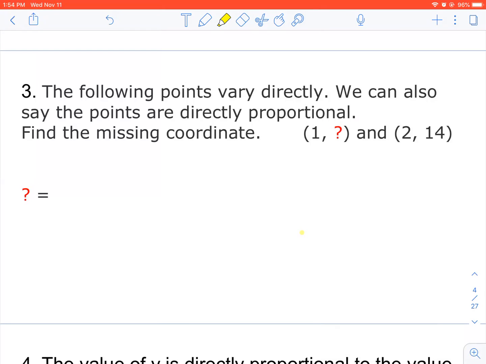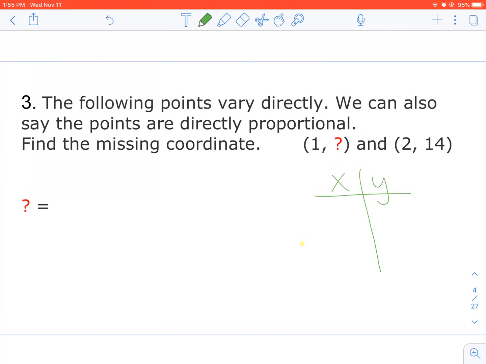Question number 3 on Schoology says the following points vary directly. We can also say the points are directly proportional. Find the missing coordinate. Now this one is given to us in points, which is actually going to be a little bit easier for me to show you, but sometimes they actually list out, and I'll read that to you in a separate way so that you can see how you're going to see it in the next two questions.